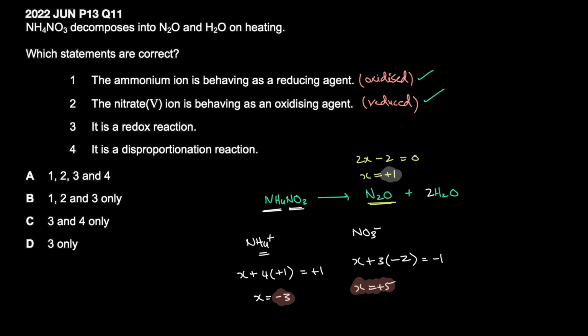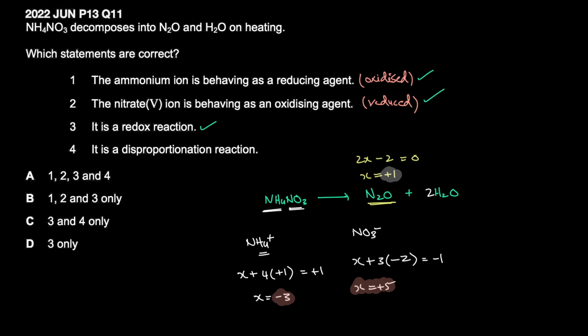Now statement 3 is obviously true because it is a redox reaction. Now statement 4 is not true. It is not a disproportionation reaction. Now you might say, well, in a disproportionation reaction a single species is both simultaneously oxidized and reduced. But this is not a single species. In this compound, we have the ammonium ion and the nitrate ion. They're two separate species in this compound.